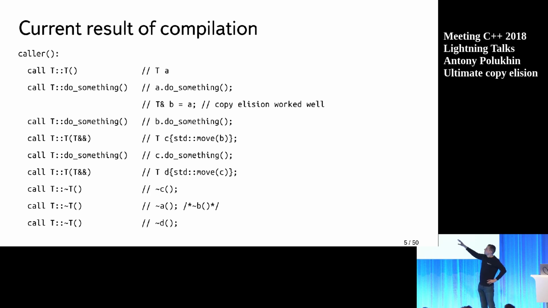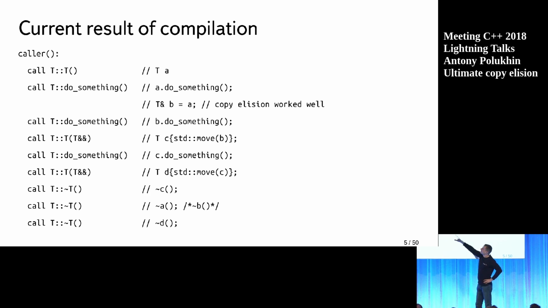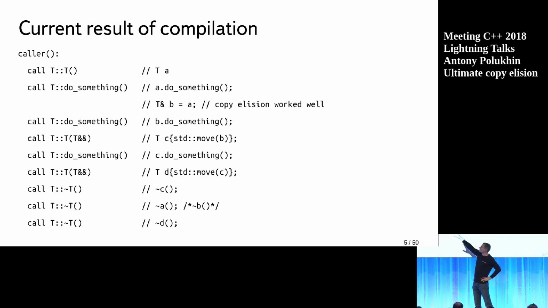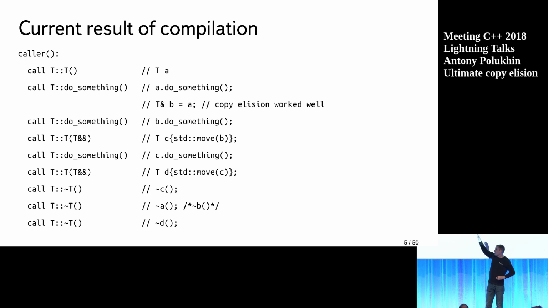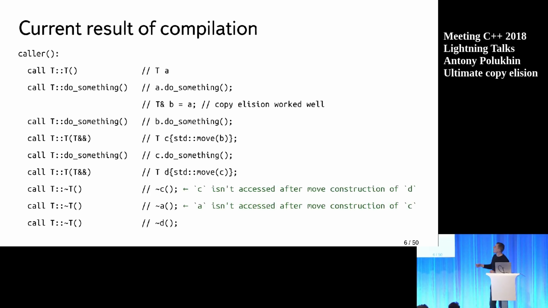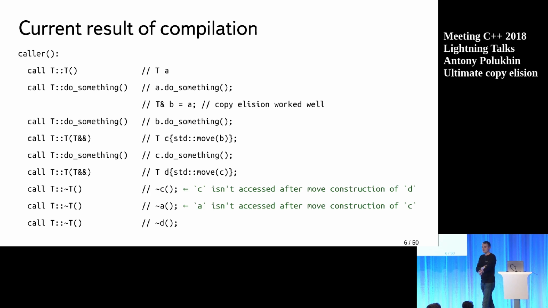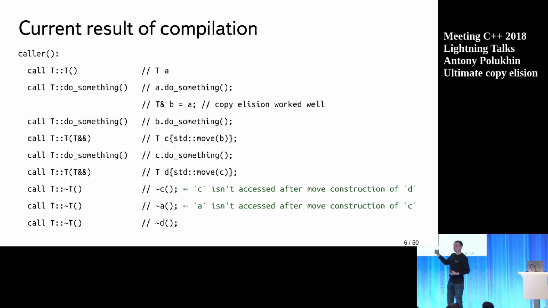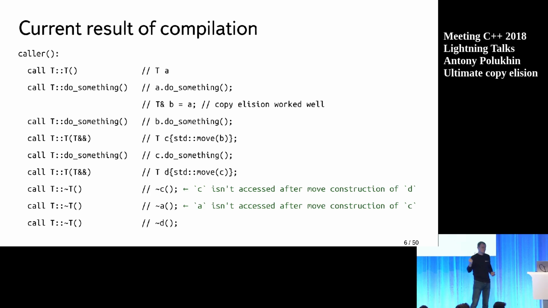Because the compiler provided a move constructor here, it calls a move constructor and uses C. After that, a D is constructed from C, and a bunch of destructors is called. The thing here is that we don't use B and D variables anymore after the move construction. So instead of creating new variables, we can reuse the old ones.